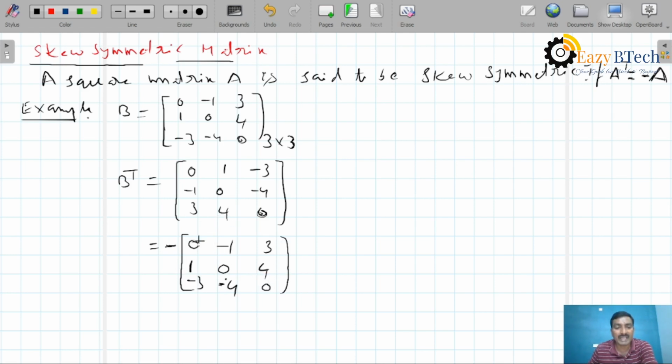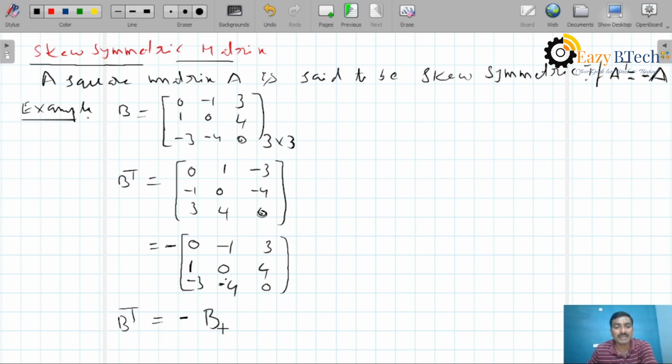So here I am taking minus common from each element. Why? Because in B and B transpose, each element contains opposite signs. That's why I am taking minus common. If we take minus common from each element, again we are getting the same matrix capital B. Therefore B transpose equals -B.